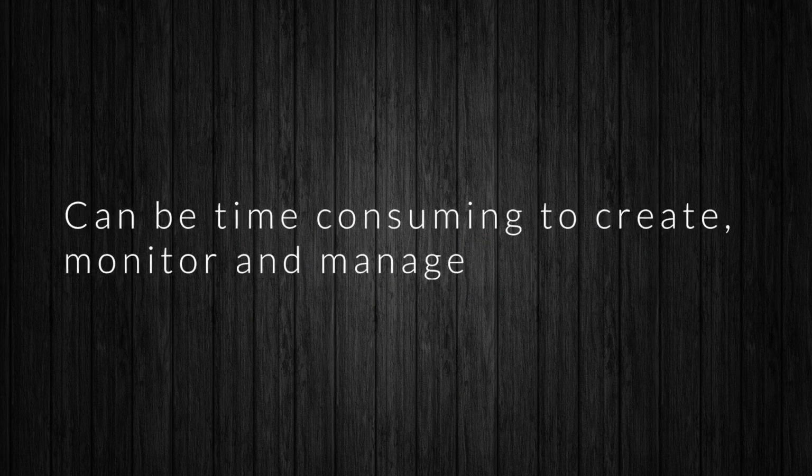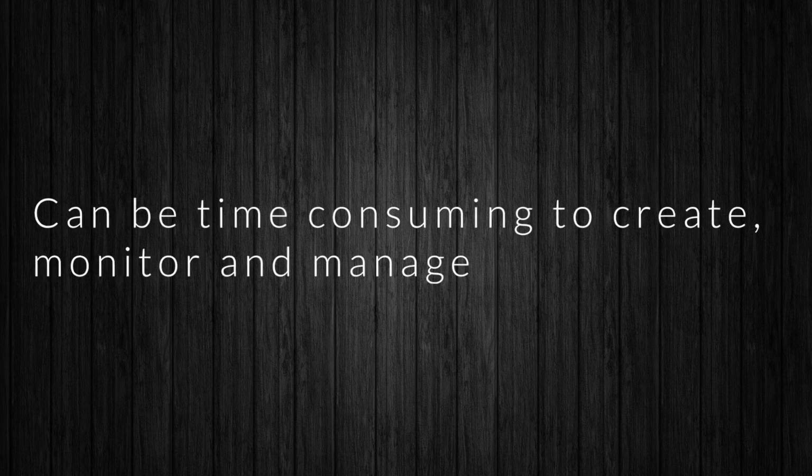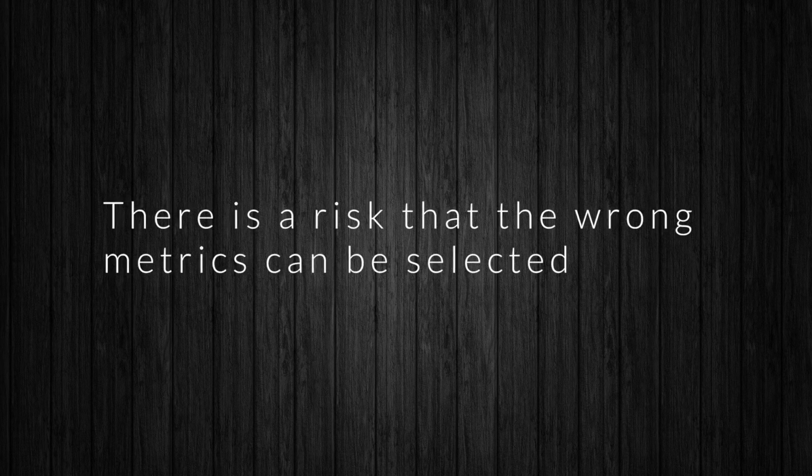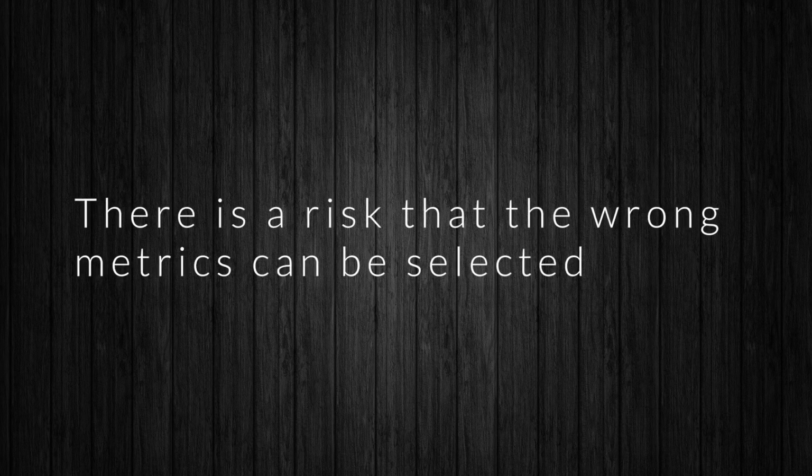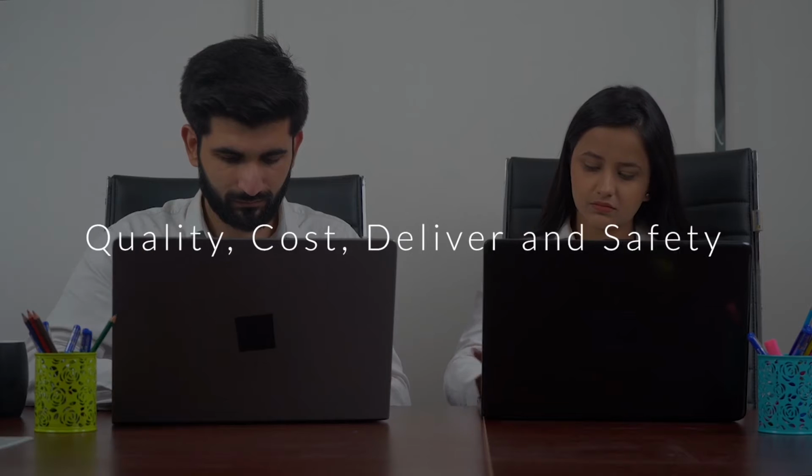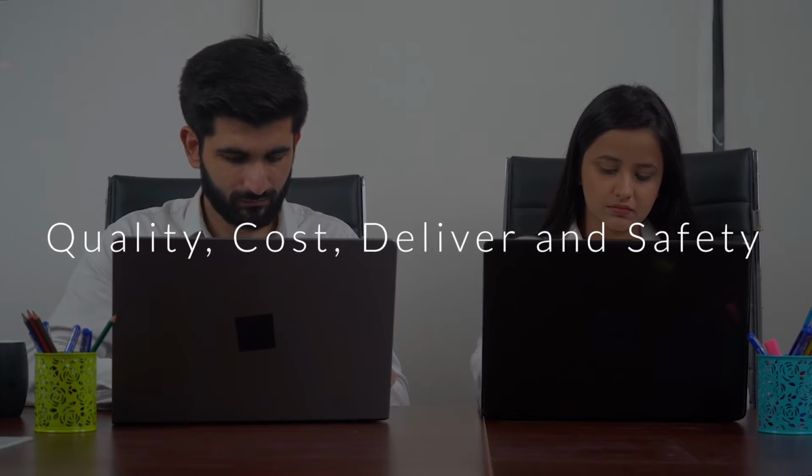Number 4, they can be time-consuming in terms of creating, monitoring, and managing. Number 5, there is a risk that the wrong metrics can be selected. And finally, they can be out of date. That's something that can happen. You can be using KPIs that were used in a contract that was done like 3 years ago, because sometimes people are just lazy in the organization. They don't want to create new KPIs. So that is something that you also need to factor in, that you could be using KPIs that are actually outdated. The 4 notable KPIs that you should be aware of are cost, quality, delivery, and safety.